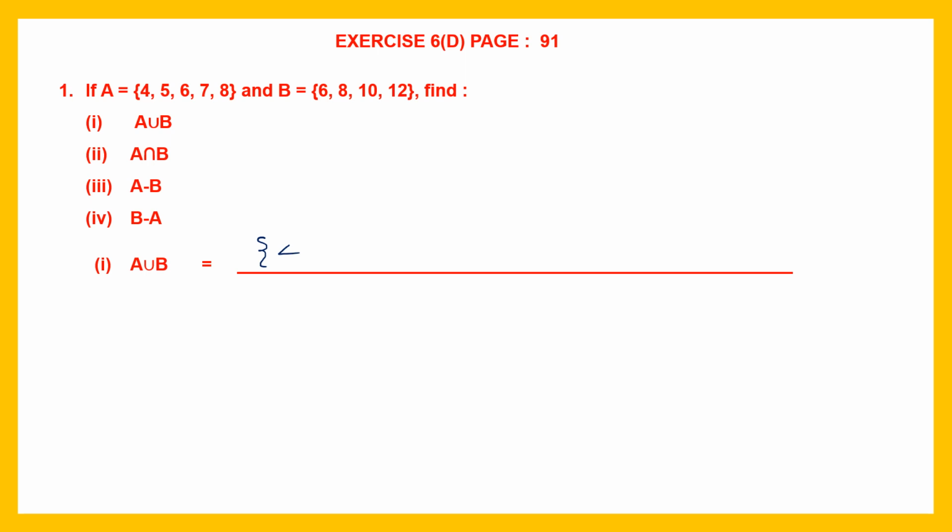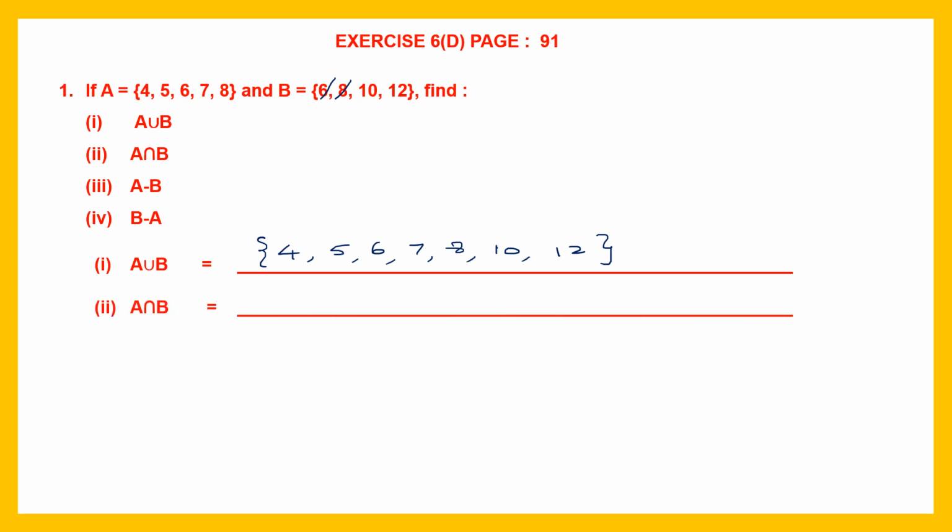So first thing is write all the elements in set A. So that is 4, 5, 6, 7 and 8. Now let's go to set B and write the elements of set B. But if they are already there in set A, you don't have to write. Now 6 is already there, 8 is already there. Now we have 10 and 12. So these are all the elements of A union B.